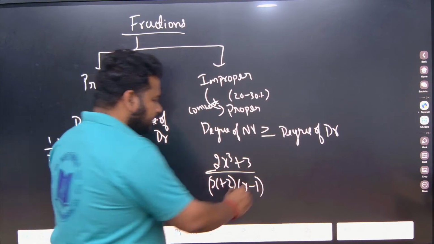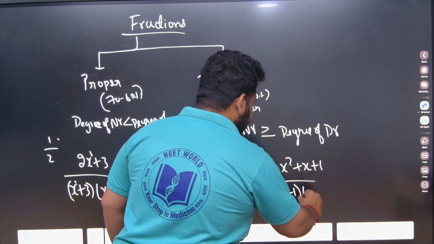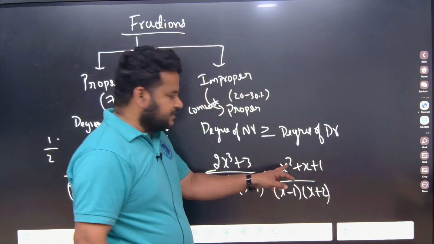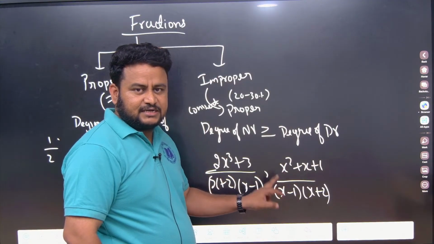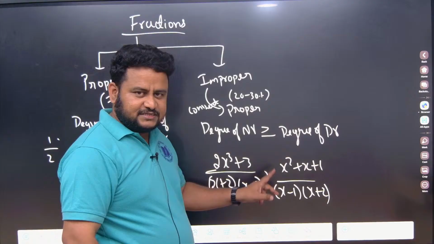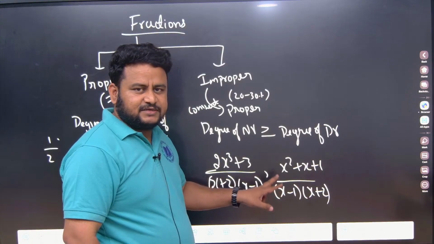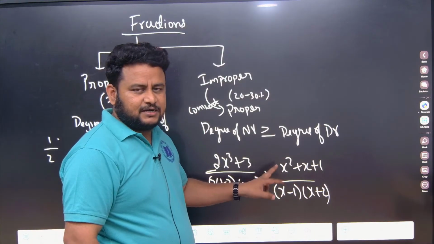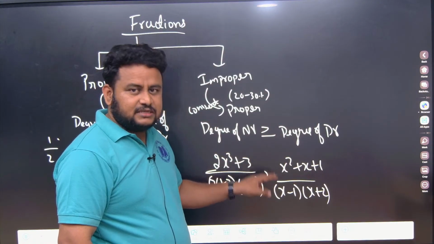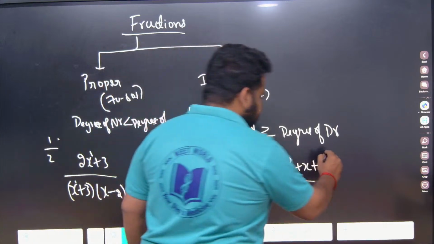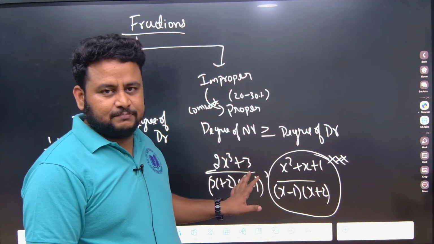One more example: x square plus x plus 1 divided by (x minus 1) into (x plus 2). Here the degree of the numerator is 2, and in the denominator x into x is x square, so both degrees are the same. This is also an improper fraction. Even if the degrees are equal, it is an improper fraction. Most people make a mistake here. They think that equal degree means a proper fraction, but actually it is still an improper fraction. Please be careful here.